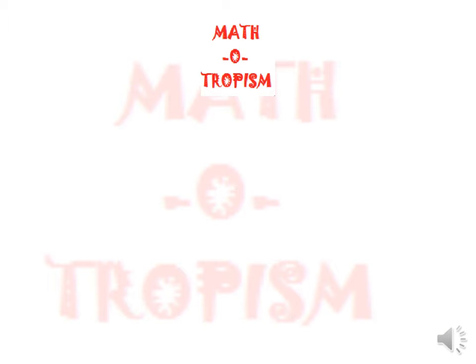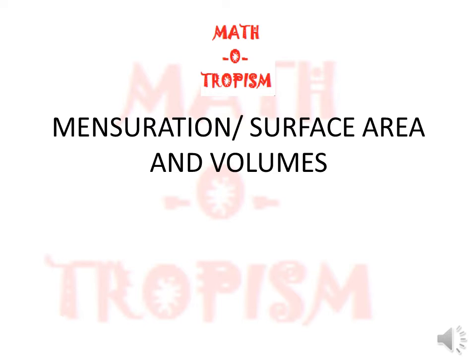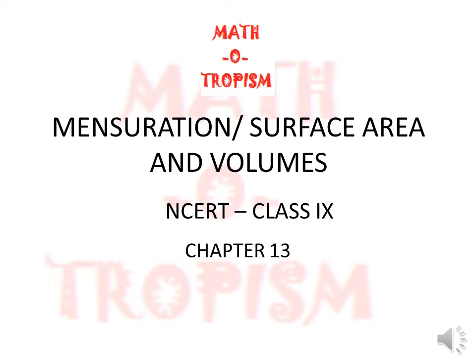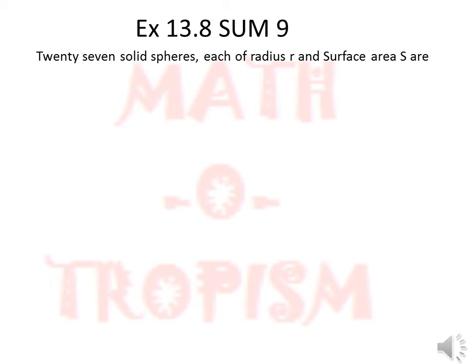Welcome to Mathotropism. Today we are going to see the sum from class 9th NCERT textbook, exercise 13.8, sum 9. 27 solid spheres, each of radius r and surface area s, are melted to form a sphere with surface area s dash. So what are we first going to consider?